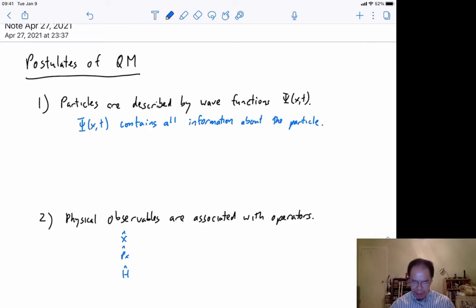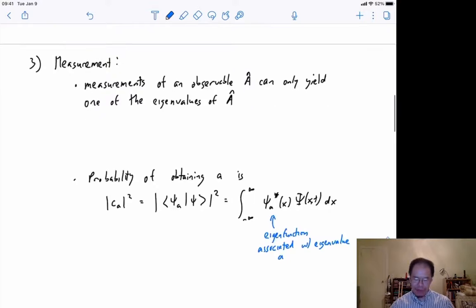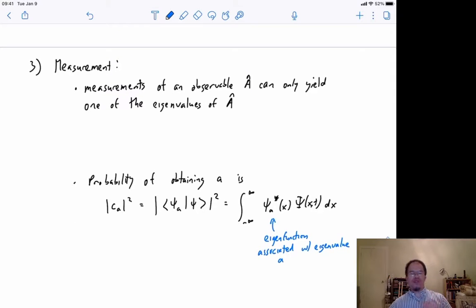The next postulate is probably the most complex one, having to do with measurement. So as we've learned, measurements of an observable, of the operator associated with an observable, can only yield one of the eigenvalues of that operator. The best example of this is energy.